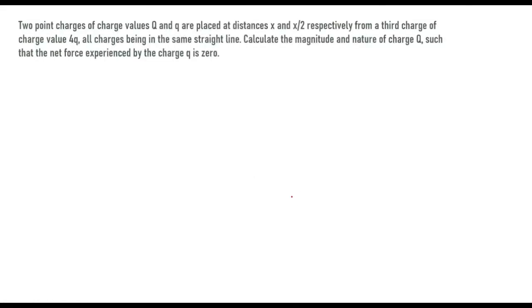Now the next question, another question again based on the condition of equilibrium. Two point charges of values capital Q and small q are placed at distances of x and x by 2 respectively from a third charge of value 4q, all charges being in the same straight line. Calculate the magnitude and nature of capital Q such that the net force experienced by the charge q is 0. Keep this in mind: in the previous question, all three charges were in equilibrium. Here only the small q charge is in equilibrium.